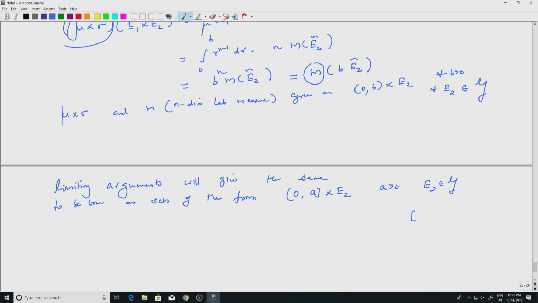You write (0,a] to be the intersection of (0,a+1/n). And so when I take the product with E2, I will be taking the product with each of them. What I want to say is the sequence of sets (0,a+1/n) decreases to (0,a], and use limiting. Because on these sets cross E2 we know they agree, on the limiting sets also they will agree.